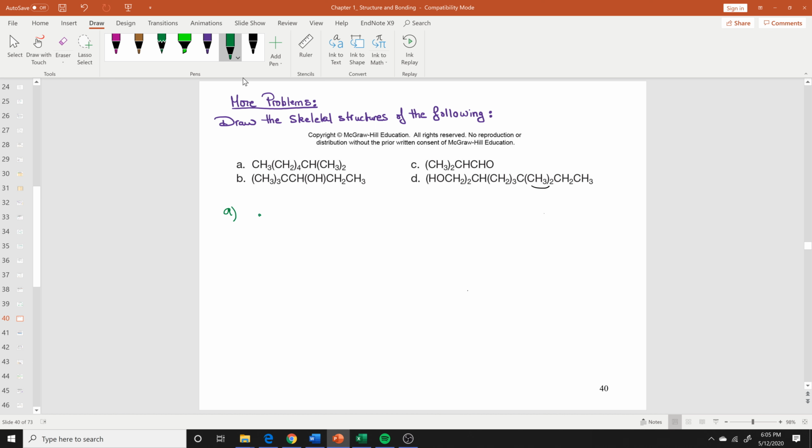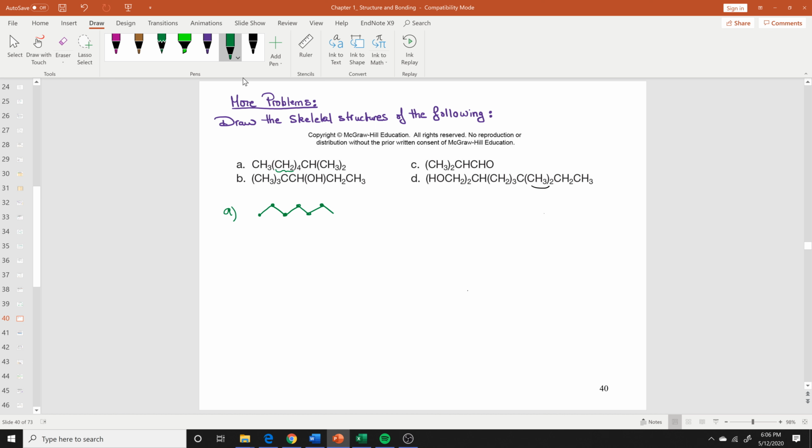So I have a CH3 here. Okay, next to the CH3, see the CH2s? I'm just going to go ahead and draw them. I have 4 of them: 1, 2, 3, and 4. All of these are going to be my CH2s. Next to the CH2, I have a CH. This is going to be my CH.